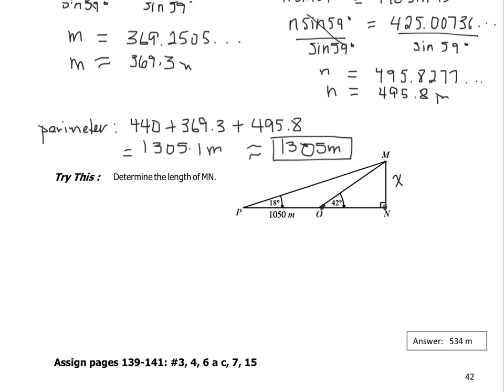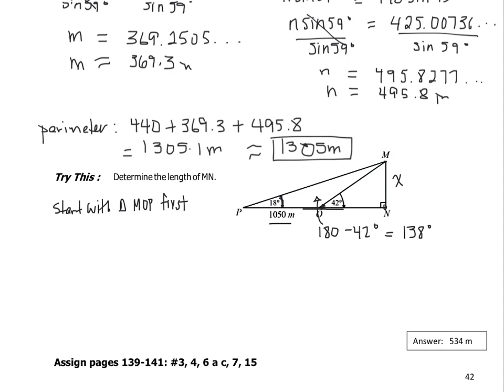So if you move to the other triangle, MOP, and start with that triangle first, you see that you have an 18 degree angle right here, and the side of 1,050 meters there. And that's all that you're given, but you can easily figure out this angle here because it forms a straight line with the 42 degree angle. So that would be 180 minus 42 degrees, which is going to be 138.